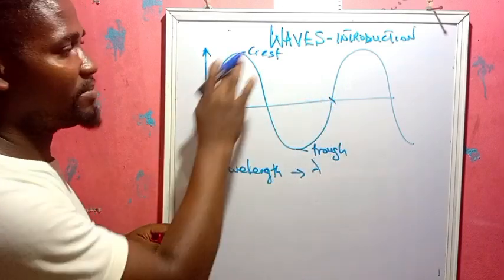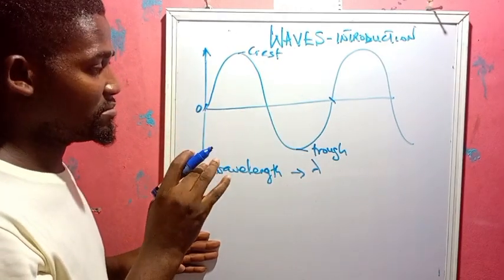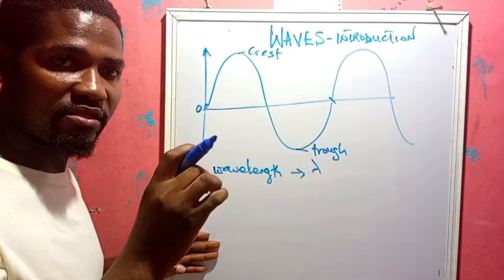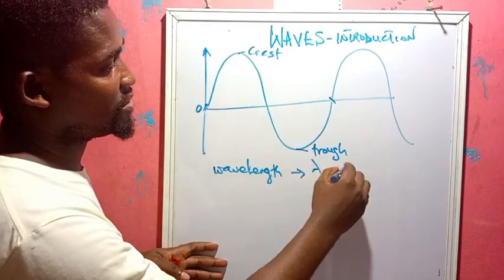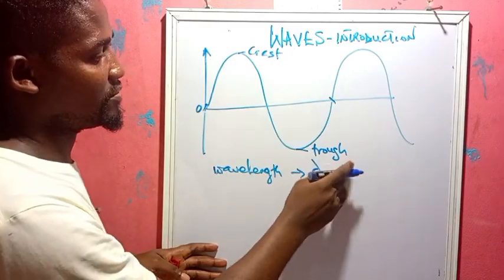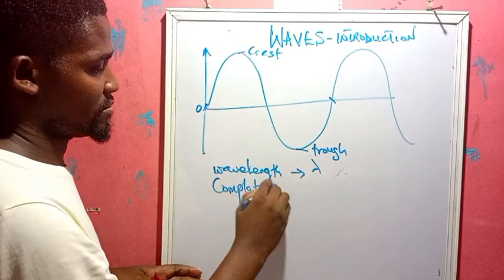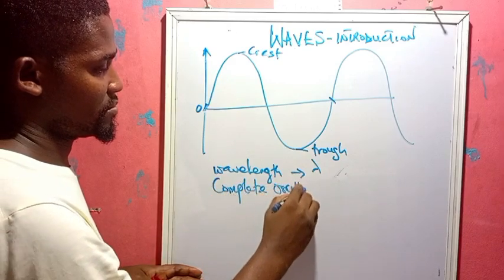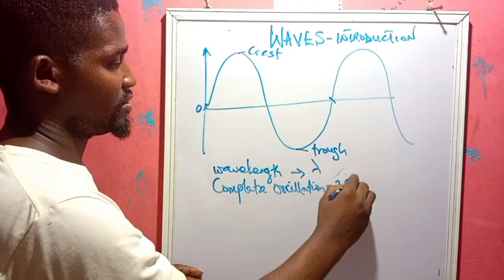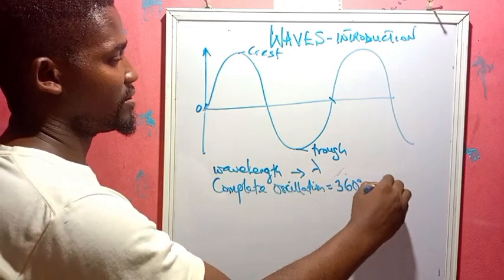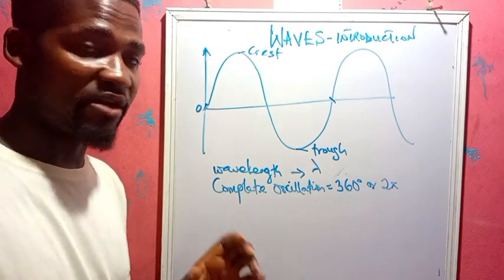This is one complete oscillation. A complete oscillation is made up of 360 degrees, that's a full round. So this is a complete oscillation. A complete oscillation is what? 360 degrees, or 2 pi. That's the distance it travels.